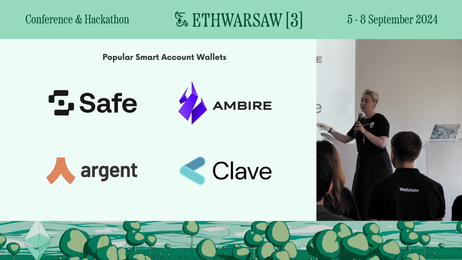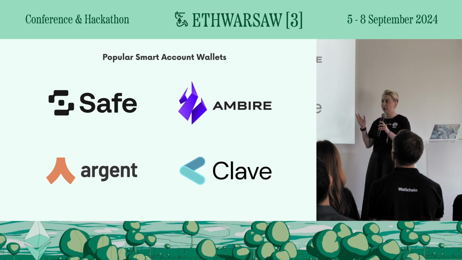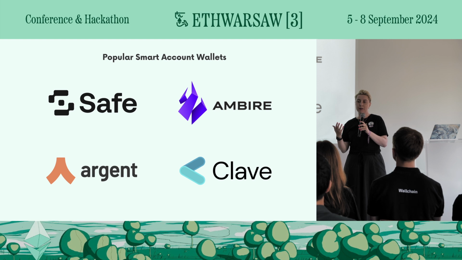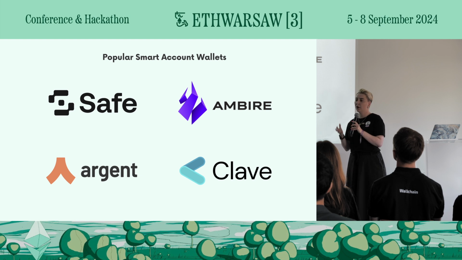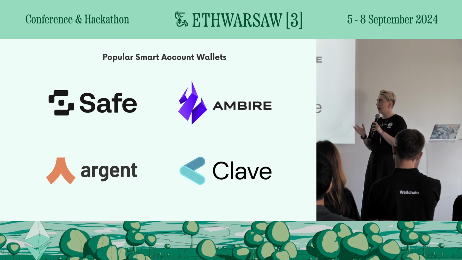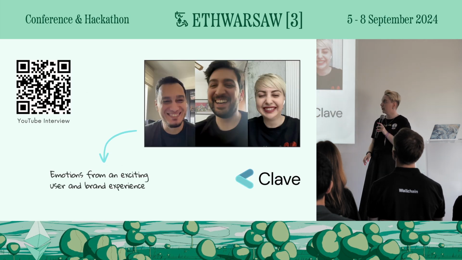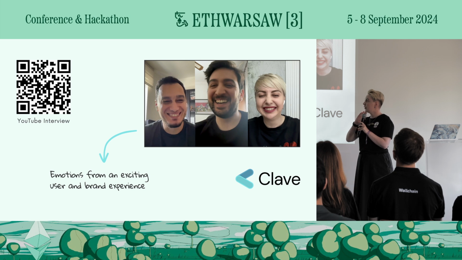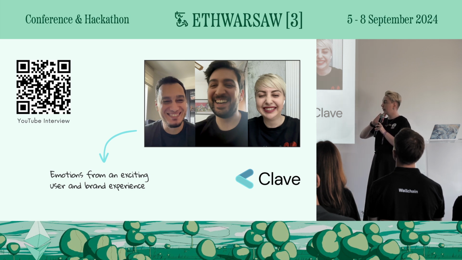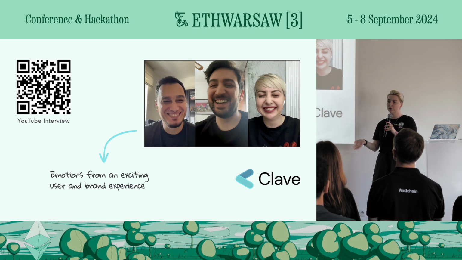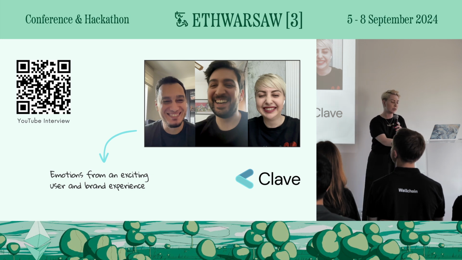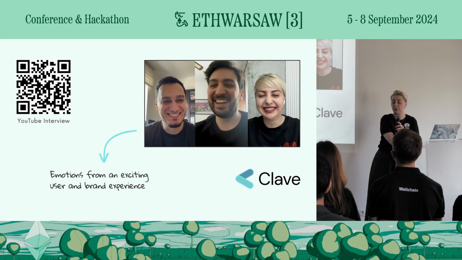And here you can see some products built with account abstraction, like ambassadors of account abstraction. Safe, Empire, Argent, and Clave all focus on developing this technology, and they are really cool guys and ladies building the future. And actually, I had an interview with the Clave team, and you can scan the QR code and watch this interview if you're interested in learning more about how they build on account abstraction and what they use for product development.